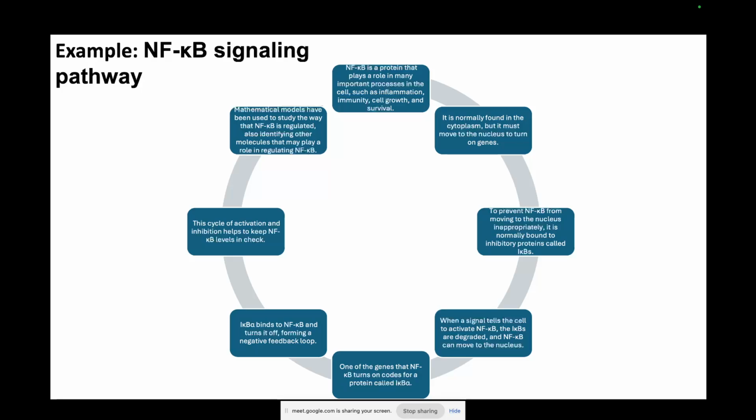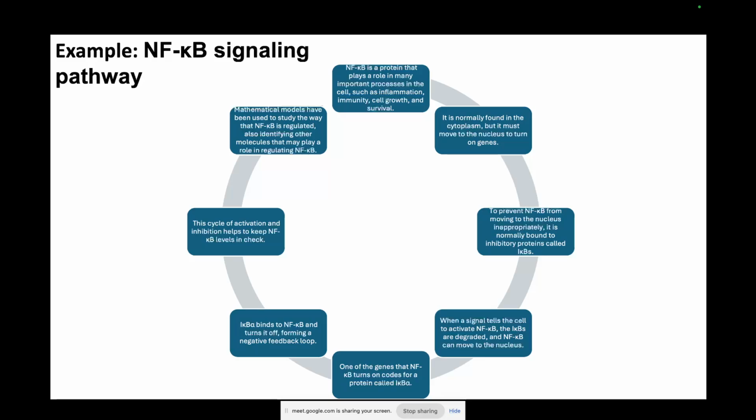This is another example. This is an example of the NF-kappa B signaling pathway. Many of you, I think, will be familiar with this signaling pathway, but I'll just go over it. NF-kappa B is a protein that plays a role in many important processes in the cell, such as inflammation, immunity, cell growth, and survival. It is normally found in the cytoplasm, but it must move to the nucleus to turn on genes. So it's basically a transcription factor which needs to go inside the nucleus to bind to the genes and facilitate transcription. To prevent NF-kappa B from moving to the nucleus inappropriately, it is normally bound to inhibitory proteins called I-kappa Bs.